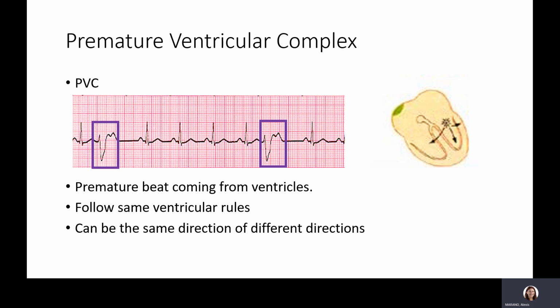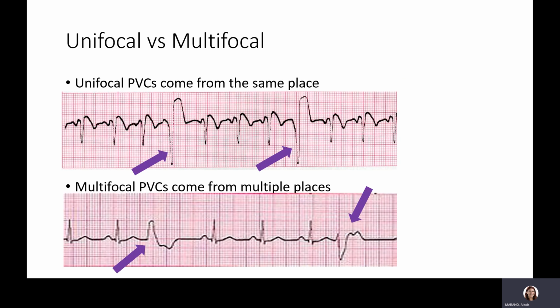In this case, we have what's called multifocal and unifocal. This top strip you see is unifocal PVCs, which means all the electricity is coming from one focus, one little part in the heart, and that is continually causing that irritation. The bottom strip is multifocal, where some of the PVCs are pointed up and some are pointed down. That's coming from multiple foci in the heart. A little bit different places can cause a little bit different looking PVCs.